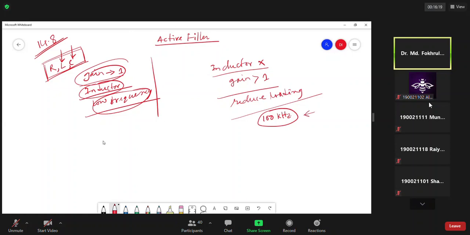So based on this, in terms of the specification, or in order to fulfill the requirement, we should think about which type of filter we actually need to design. Then there is the RLC based passive filter and the op amp based active filter.